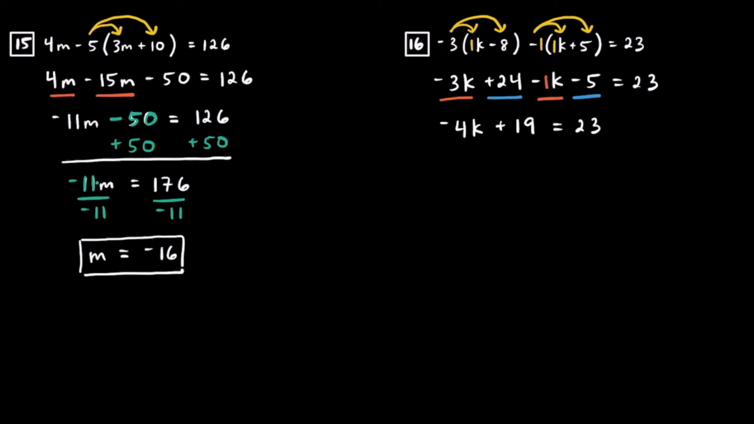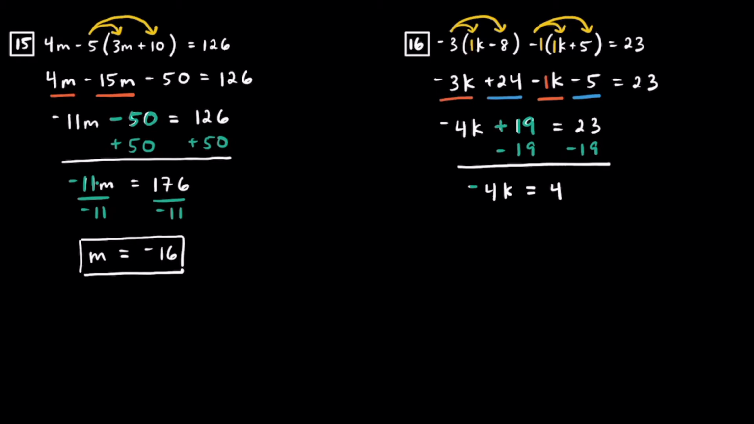So we have a two-step equation now, and we see this plus 19. We want to get rid of it, so let's go ahead and move it to the other side by subtracting 19 from both sides of the equation. When we go ahead and do that, we're left with negative 4k is equal to 23 minus 19 is equal to positive 4, so we go ahead and write that.